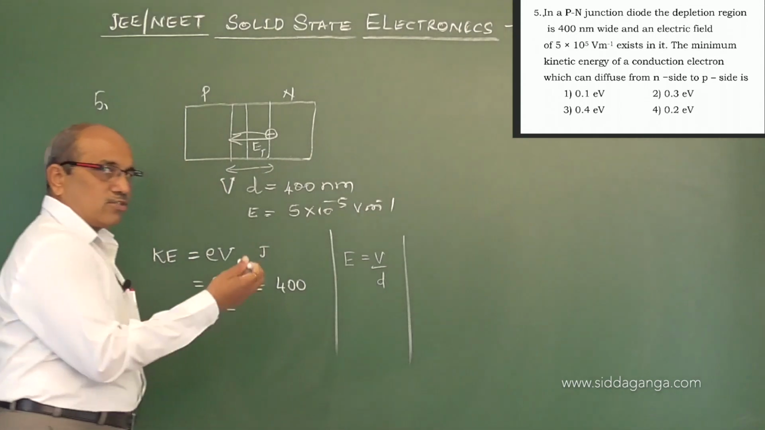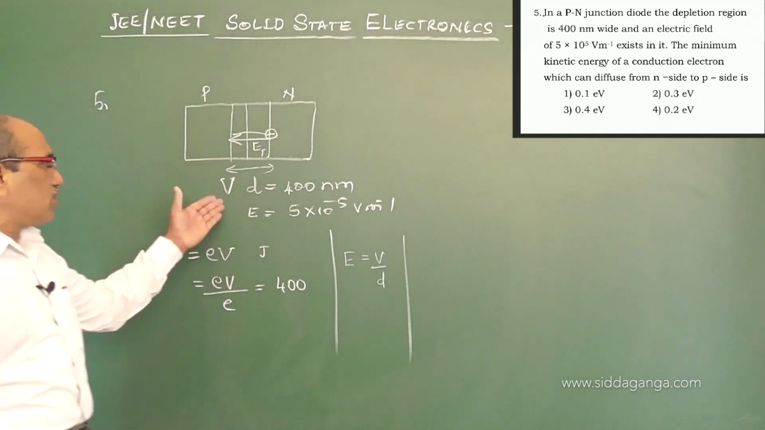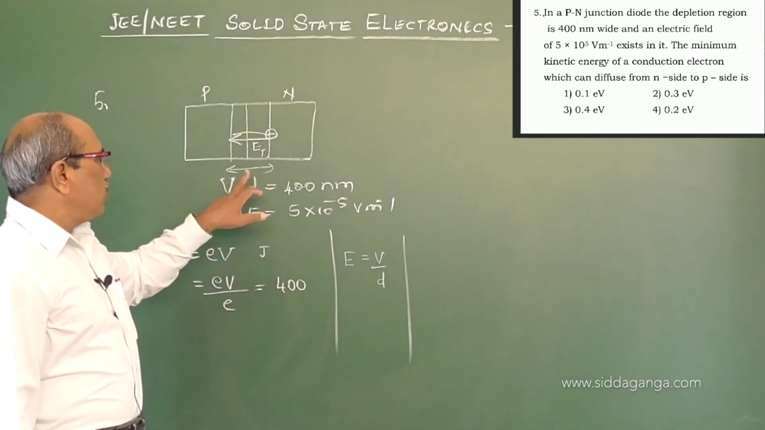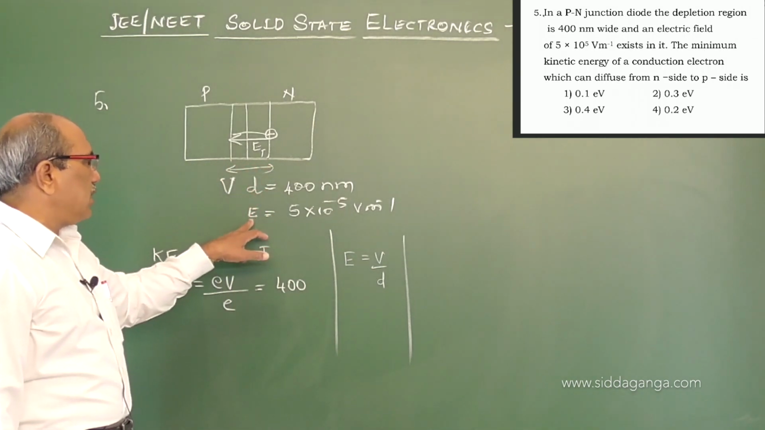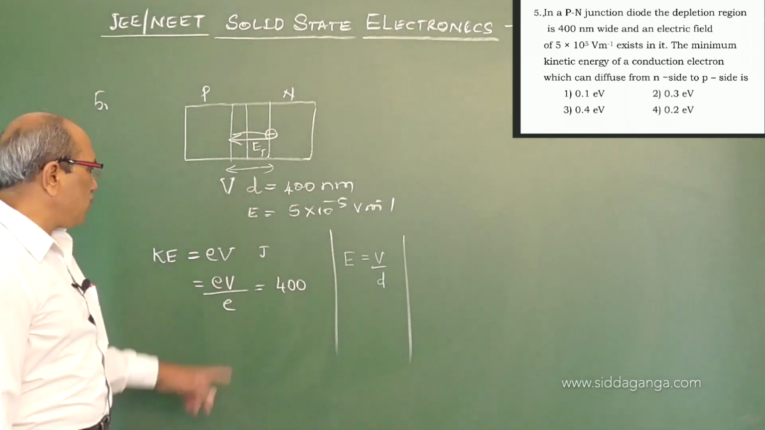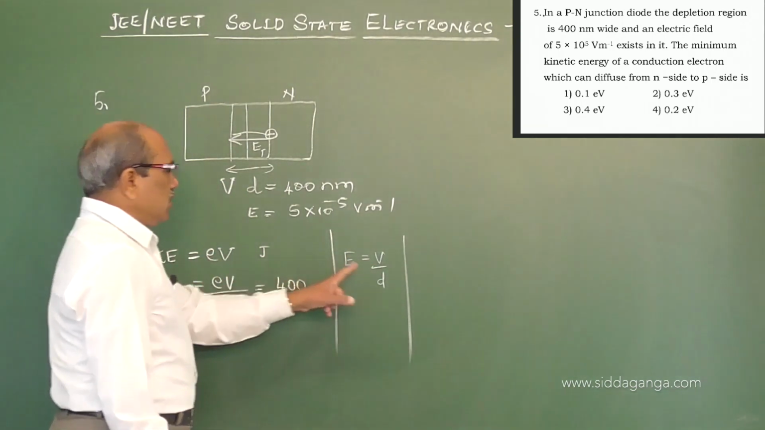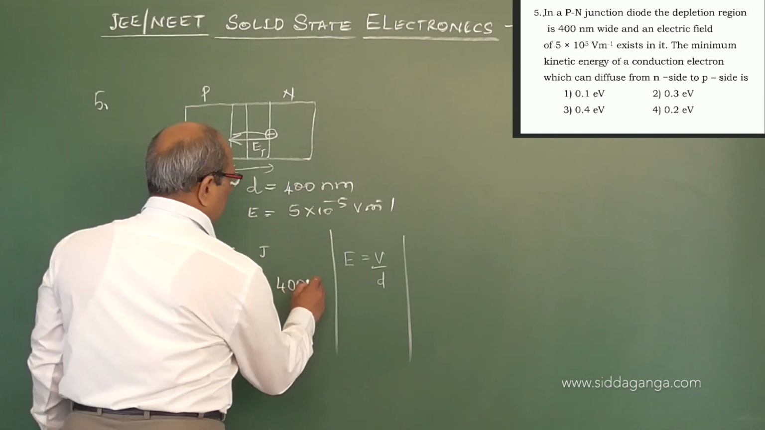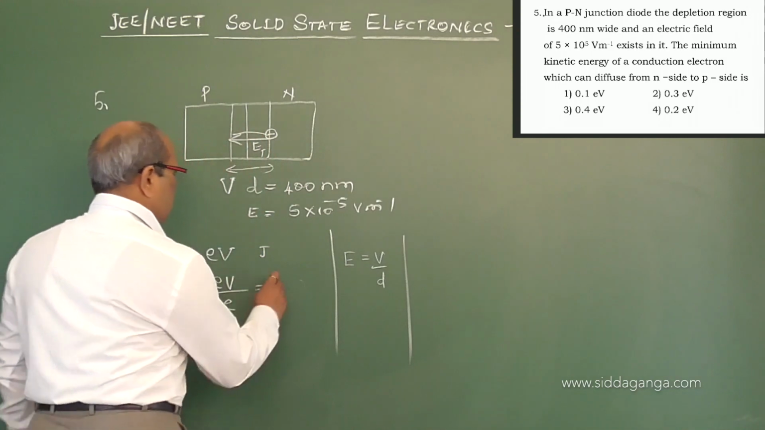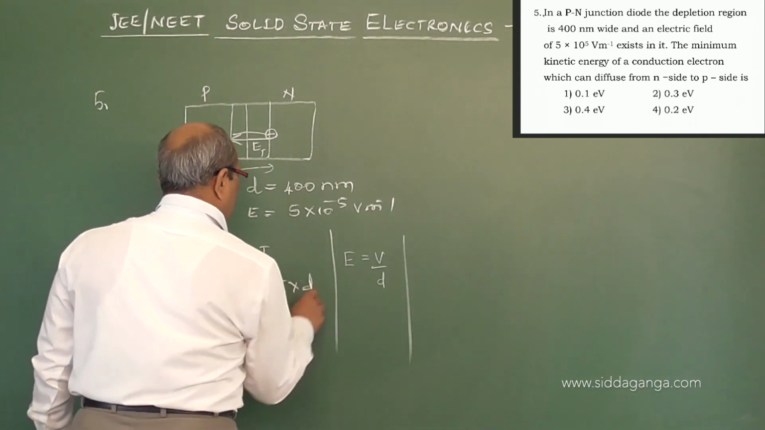One relation again I take, E is equal to V by D. The electrostatic chapter you learnt, and even in this chapter in the discussion I told you that the potential barrier, width of the depletion layer and electric field are related. So V by D is E. Therefore, if you want V, it is E into D.